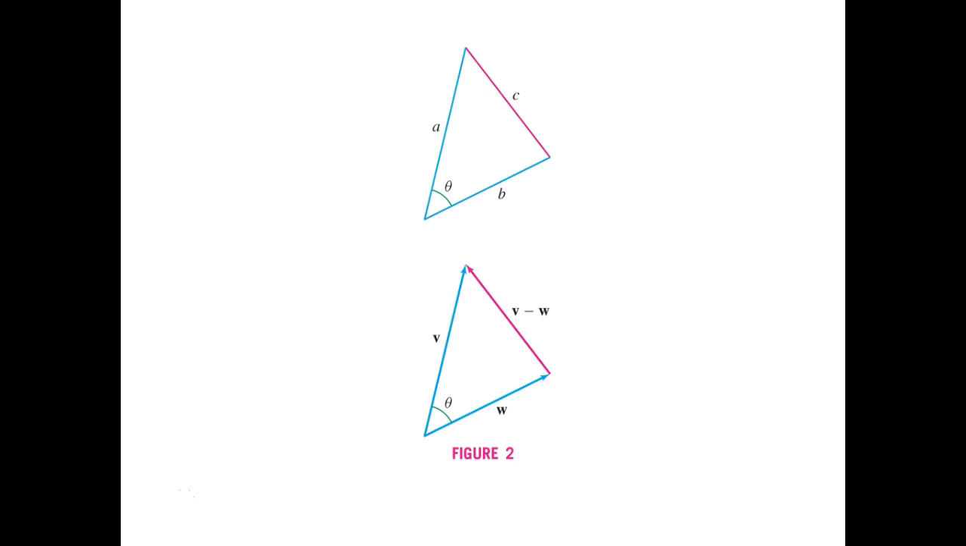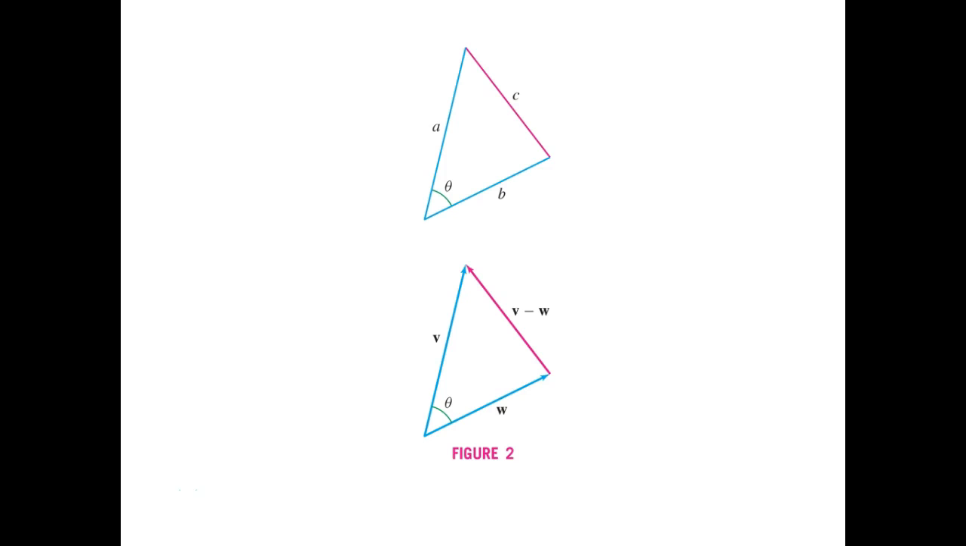All right. Here's a triangle with the angle theta. The lengths of these sides are A, B, and C. Okay? Let's redo that as vectors. This is vector V, whose magnitude is A, vector W, whose magnitude is B, and if you don't realize already, this vector here is V minus W.